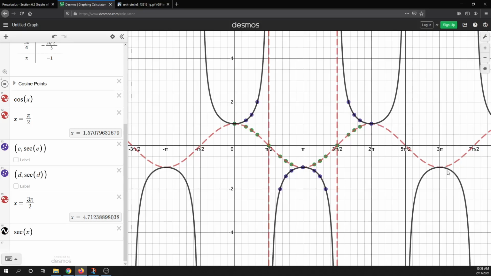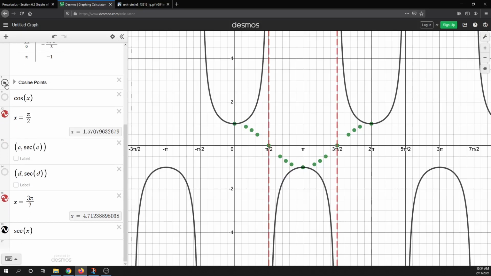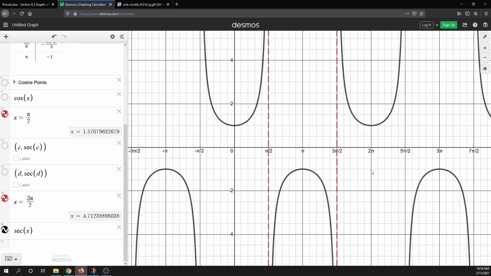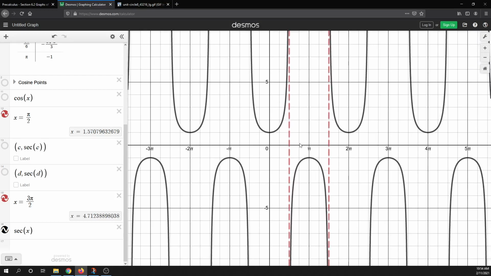Everywhere where the cosine crosses through the x-axis, then you're going to get a vertical asymptote of secant. All right, so now I'm going to turn everything off here except for the secant function itself, and these two asymptotes, okay? All right, and so that's what the graph of the secant function looks like. So if you know what the cosine function looks like, the basic cosine, you can get the basic secant pretty easily just by drawing it out.